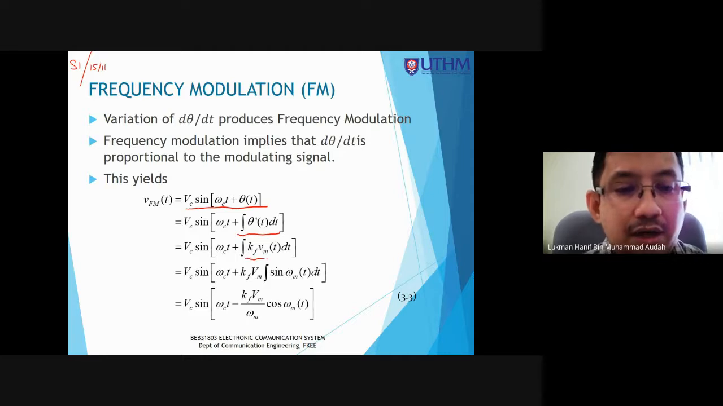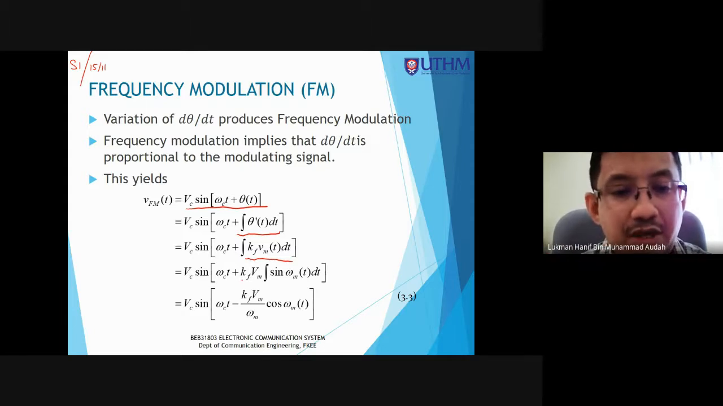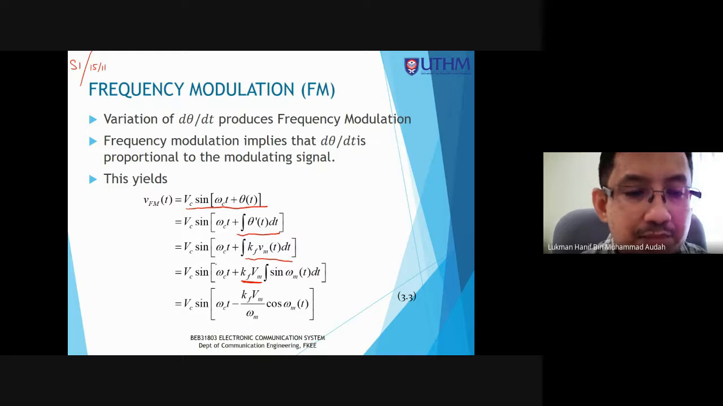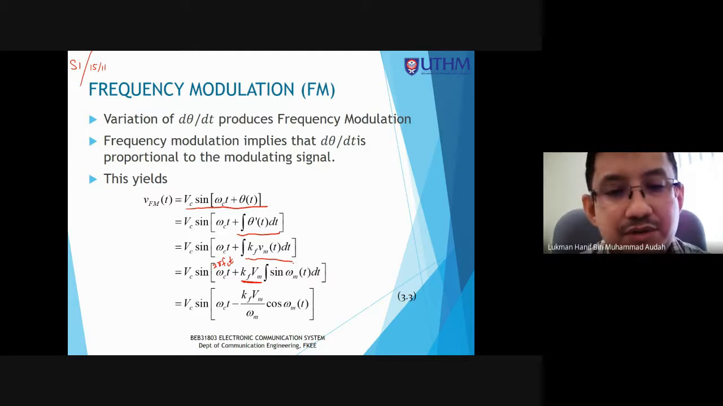Maka kita kamirkanlah Kf Vmt. Okay, so Vmt is Vm sine omega mt. So we can put Kf and Vm outside because both of these are constant parameters. Okay, kita letak di luar kerana dia adalah constant parameters. Okay, remember that omega ct adalah 2 pi Fct. Okay, so integral sama juga di sini. This is 2 pi Fmt. Okay, so we integrate sine, we're gonna get a negative cos.